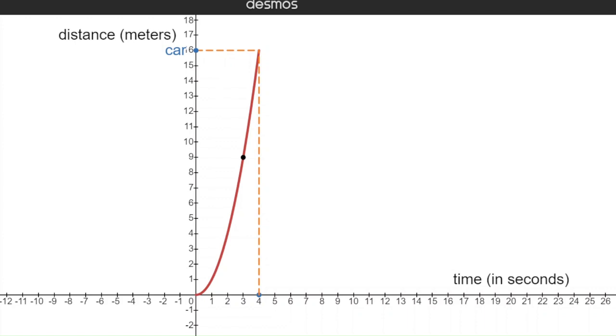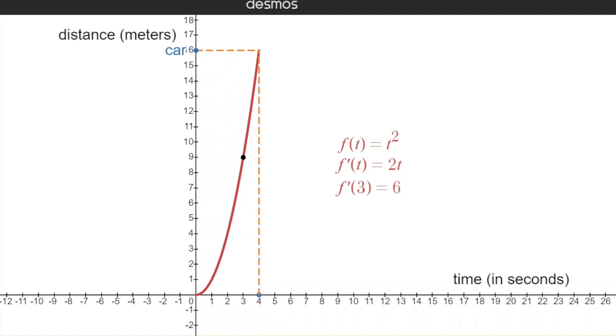Okay, so let's recall the function here is f of t equals t squared. So the derivative would be 2t. If we want to find the slope of the tangent line there at 3, we'd have to find f prime of 3. And notice that f prime of 3 is 6. We just plug in 3 right here. 2 times 3 is 6.